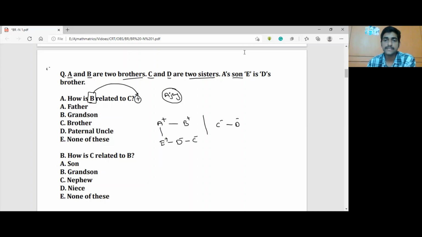And see here, B is one generation above C. Here we are going to find out the relation between B and C. B is one generation above C. So for one generation above C, what are the possible answers we have? It can't be a grandson and it can't be a brother. So the answer must be either father or paternal uncle. And we know from the diagram that A is the father of C, and it is asking how B is related to C, father's brother. C's father is A, A's brother is B, which means father will be eliminated. So we are left with paternal uncle, and we already know that father's brother is uncle. So the answer for the question is paternal uncle.